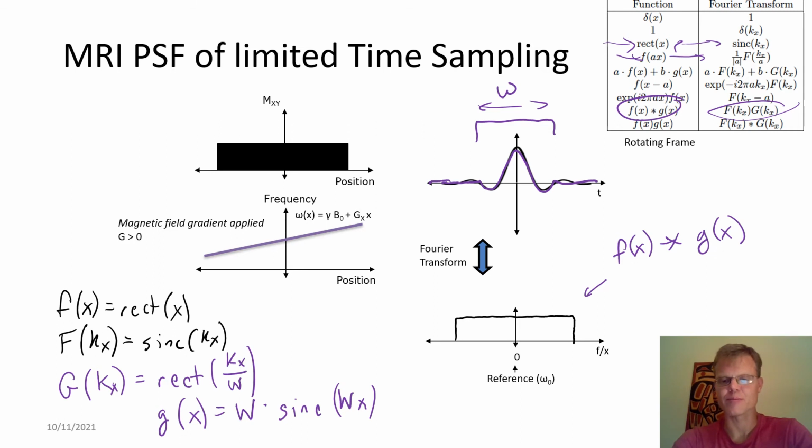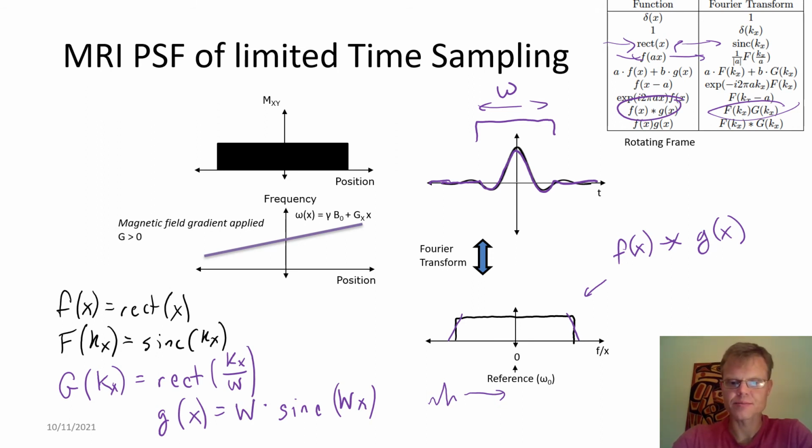Convolutions are generally hard to compute. Fourier transforms, multiplications are easy. Okay, so what we would actually get instead of this nice perfect rect function is that the borders of the rect are going to be a little bit blurred out due to the convolution. So you can think of it as taking this little sinc and sliding it across this rect function.